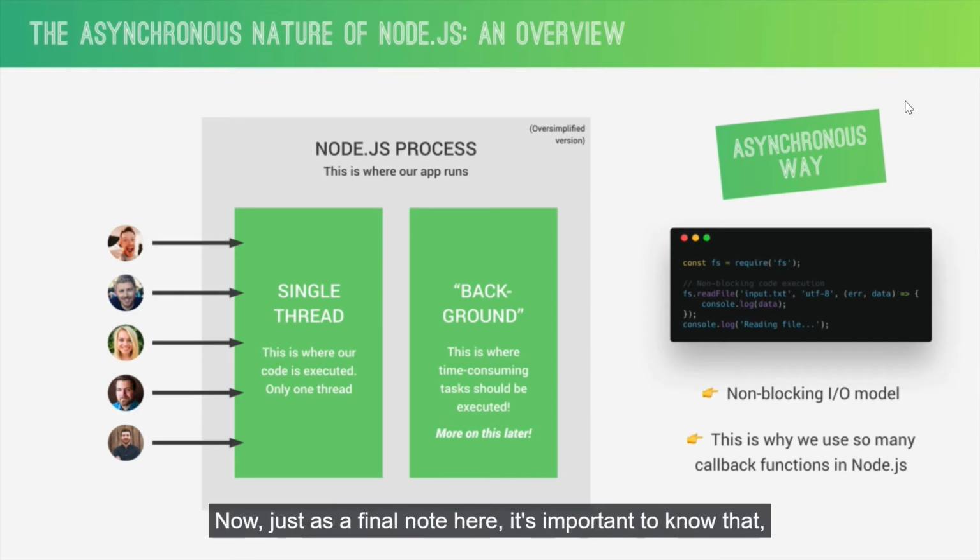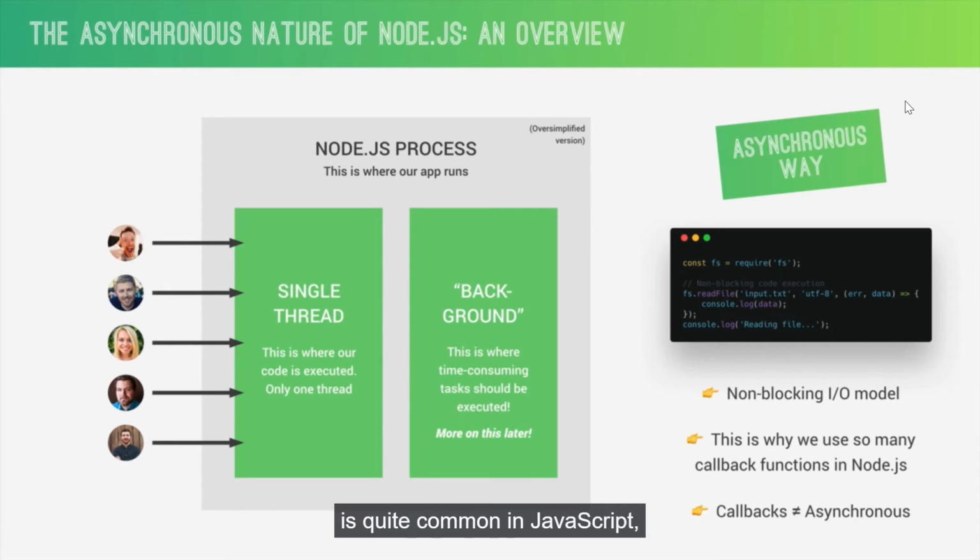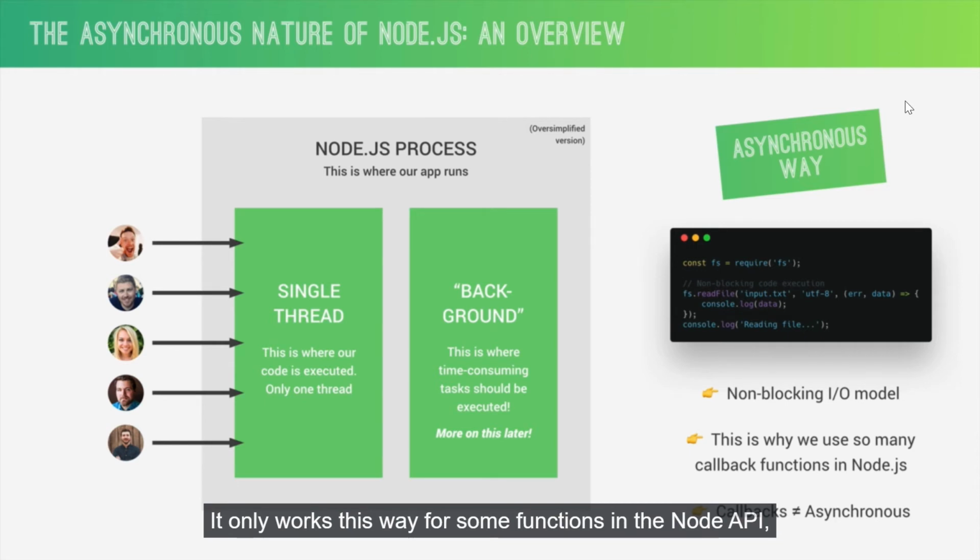Now, just as a final note here, it's important to know that when we use callbacks in our code, that doesn't automatically make it asynchronous, alright? So passing functions around into other functions is quite common in JavaScript. But of course, again, that doesn't make them asynchronous automatically, okay? It only works this way for some functions in the Node API, such as the readFile function, and many more, as we will explore in the future.